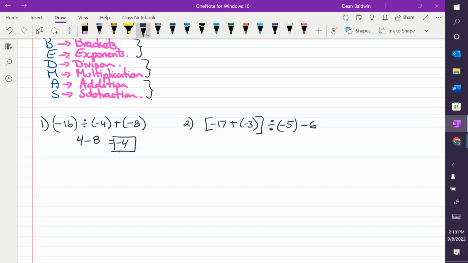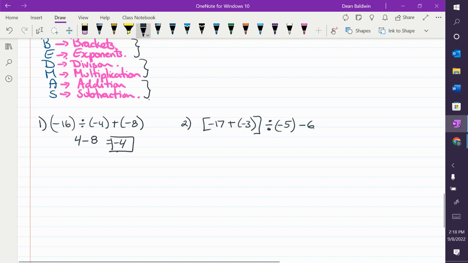All right, negative 17 plus negative 3, all in brackets, divided by negative 5 minus 6. So what do we do first here? So the big square brackets? Yeah. Okay, so we have a big set of brackets with an operation inside. So we do that first. Negative 17 plus negative 3. So what does this plus negative mean? That actually means subtract.